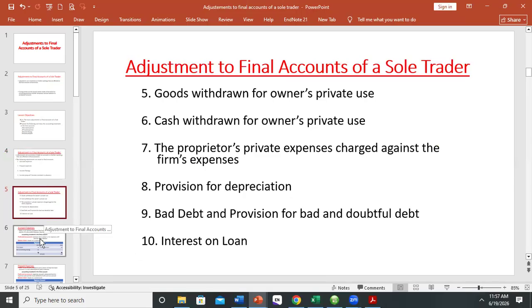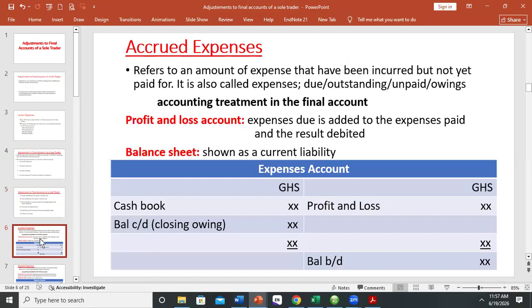Okay, so let's pick the first one, which is accrued expenses. Accrued expenses. Prof. Nicole, can you do the reading for us? Accrued expenses. Yes.